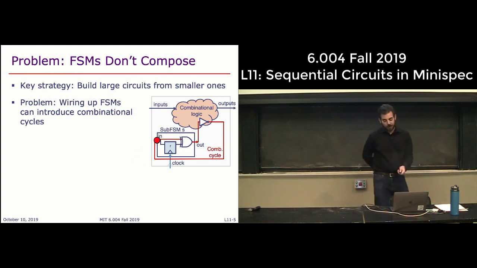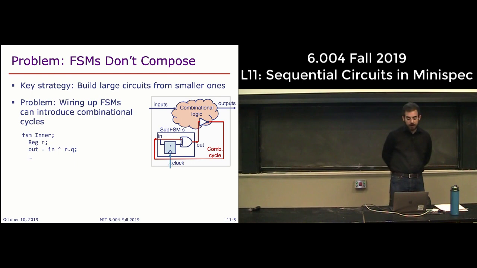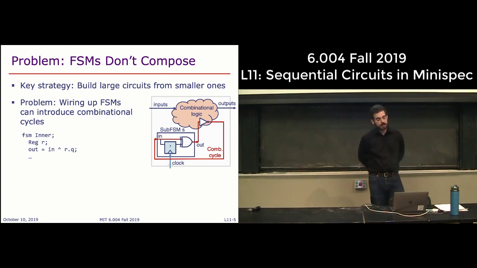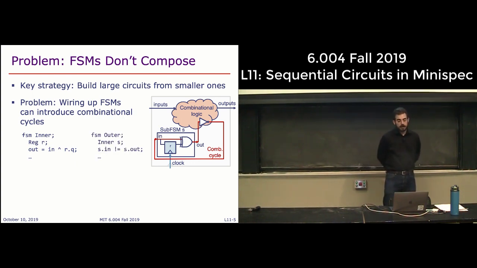And because you have a combinational path from the input to the output and from the output to the input, now you have a cycle. So in code, this would look something like this, right? You have an inner FSM that has a register and has an output and so on. And then you have an outer FSM that instantiates this inner FSM, right, and sets s.in equals not s.out. Well, actually, it should be equals not s.out, not equals s.out.